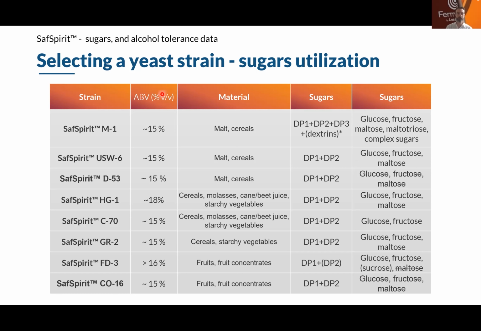And you have some information about maximum alcohol possibilities for the yeast. And you see that HG1 is very interesting because you can ferment up to 18, even a bit more alcohol with this yeast. So it's very interesting, and most yeast in right conditions, in controlled conditions, you can reach up to 15% alcohol.